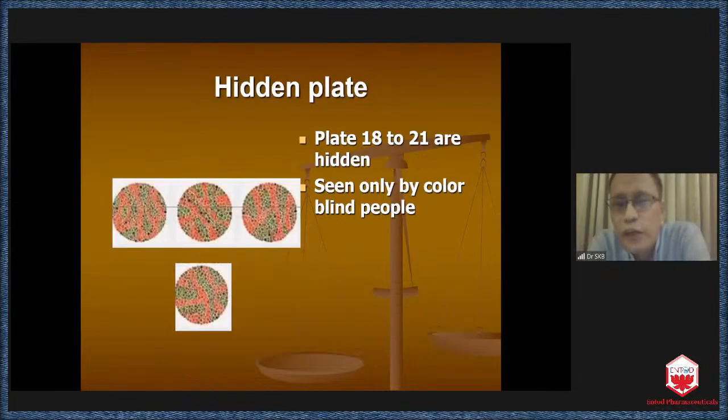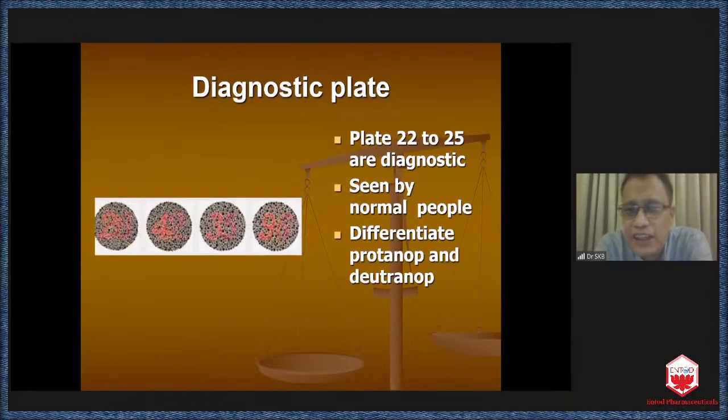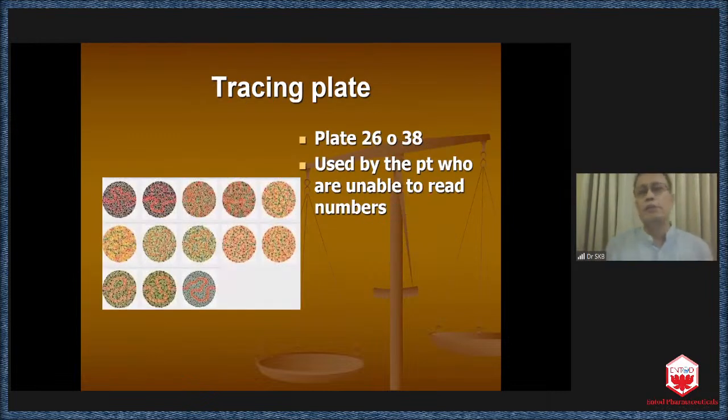Then plates 18 to 20 are hidden plates. These are seen by colorblind people. They see the number in these plates, but normal people would not. And lastly, the diagnostic plates, from 20 to 25. These plates identify what type of color blindness the patient has, whether protan or deutan. Then for illiterate people, from 26 to 38, we have tracing plates.